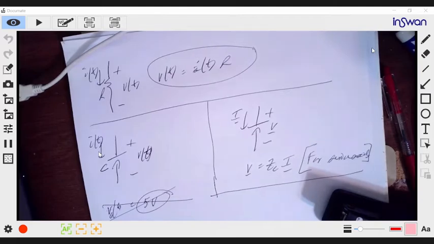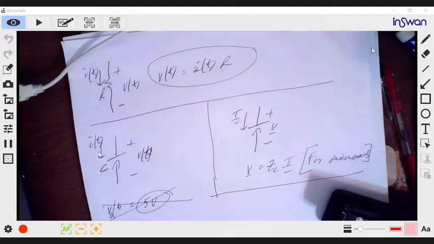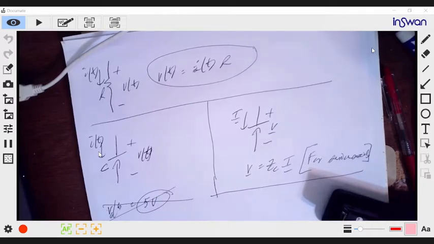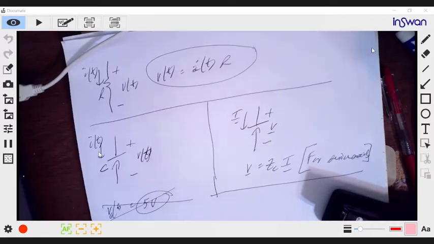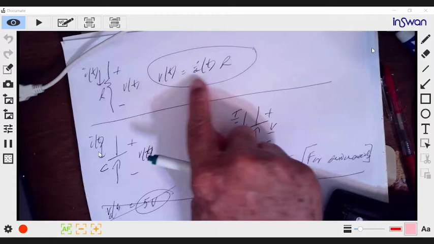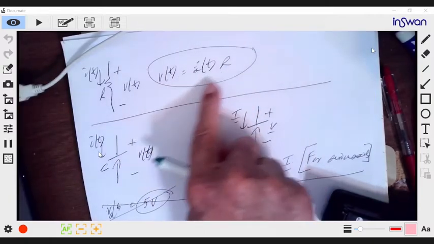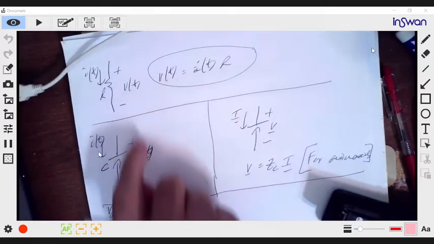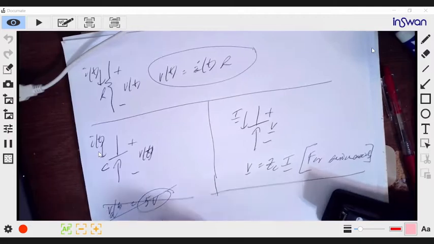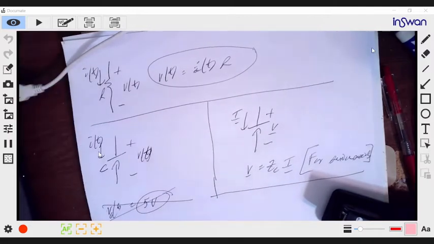Like how the voltage changed by the time at a particular time. What is the mathematical relationship between V of T and I of T? Just like up here, I have a mathematical relationship between V of T and I of T for a resistor. I'm asking the same question, but for the capacitor.